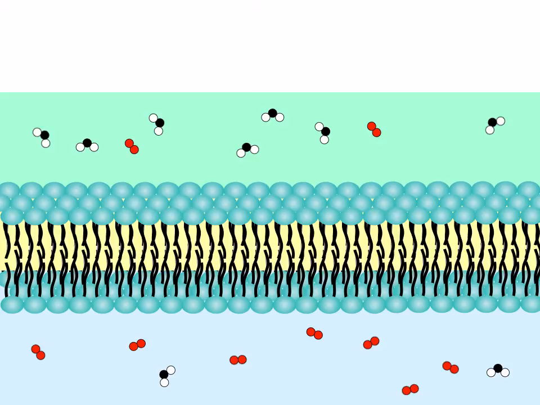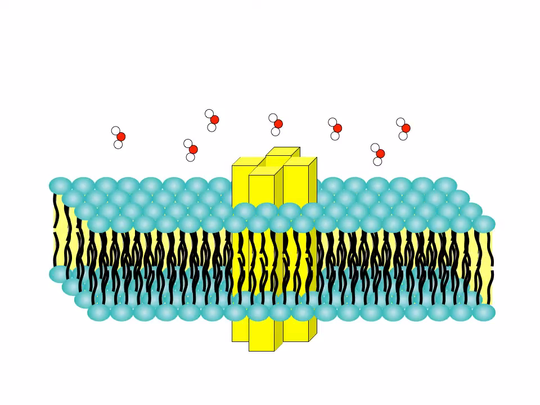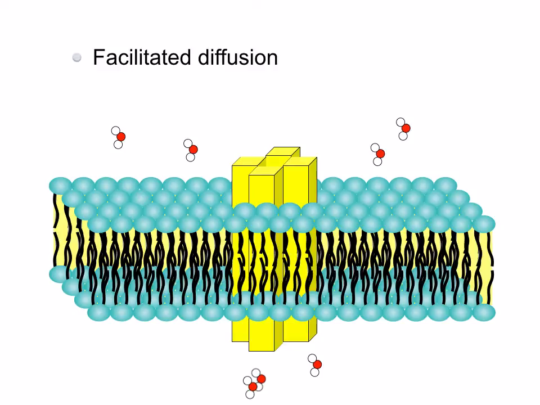What about polar substances? How do they move through the bilayer? Can they move directly through the lipid bilayer? No. They need special proteins to help them move, and these special proteins have got a hydrophilic channel. So what happens is water molecules or large hydrophilic molecules will diffuse through these protein molecules, and we call this facilitated diffusion.